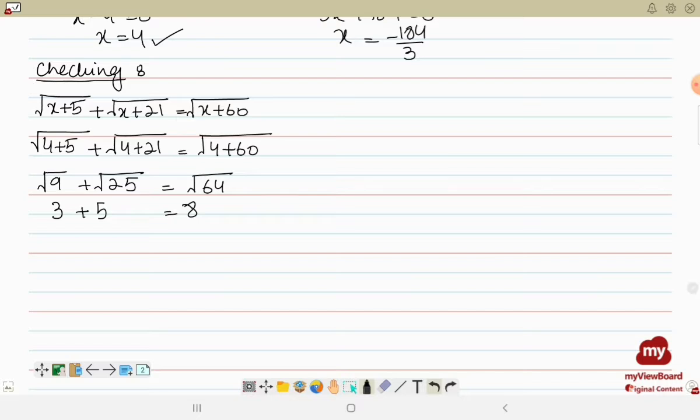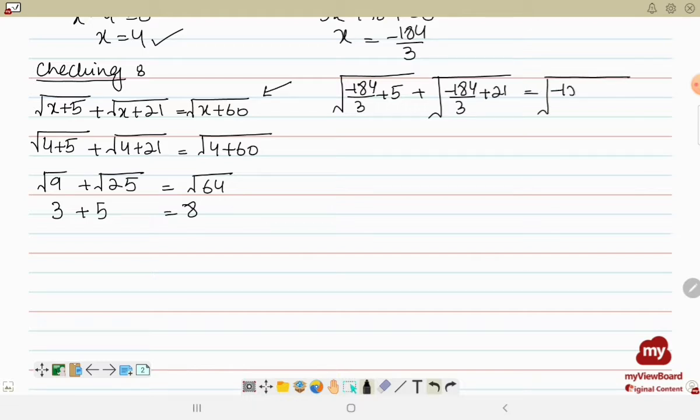Let's check for the other value of x. I'll insert the values directly because the equation is already written. So instead of x, I'll insert minus 184 by 3 plus 5, then square root again minus 184 by 3 plus 21 equals minus 184 by 3 plus 60.